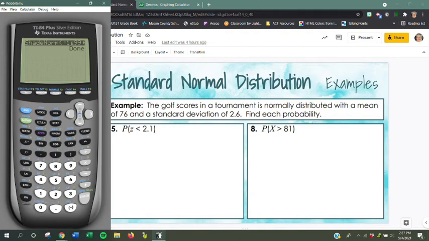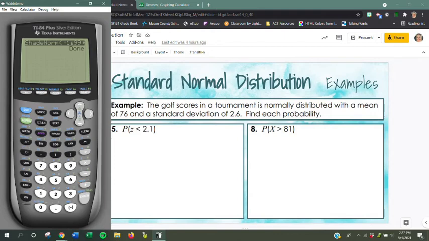You'll still go to second variables, and you'll still go over to draw, and you'll still hit number 1. But it will not take you to this screen. Instead, it will pop up shade, norm, parenthesis. So you have to type in -1E99. Again, to get the E, you do second and comma.